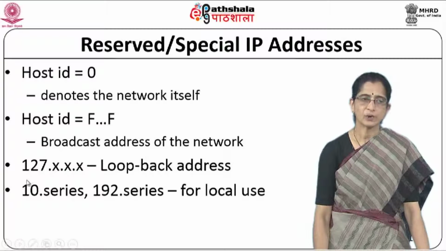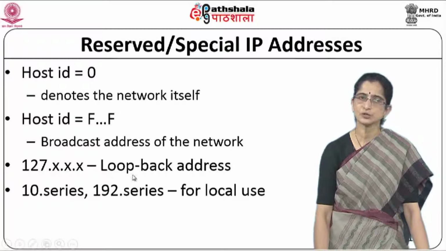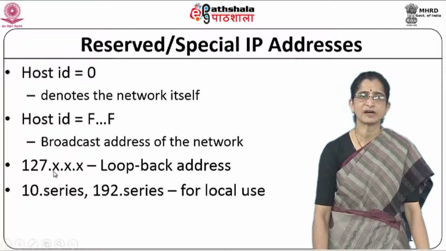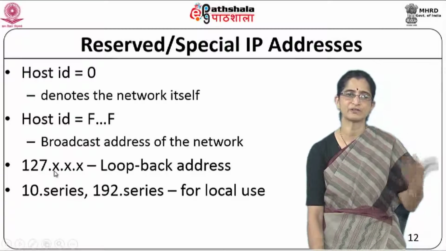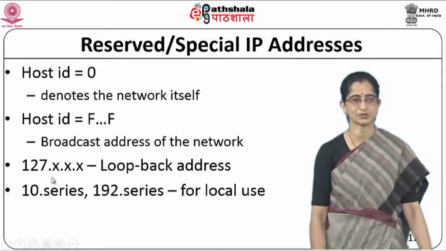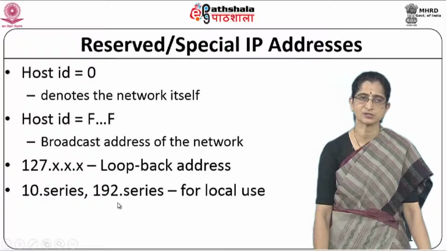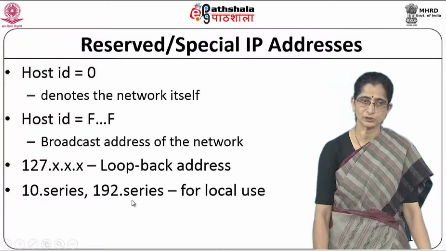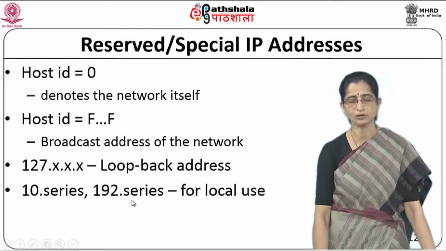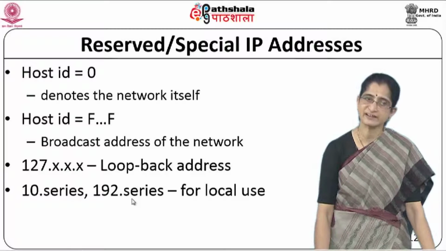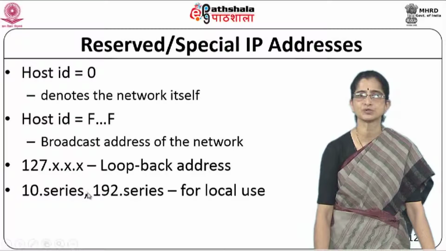Okay, 127 dot something is used as a loopback address, which means that a packet sent out with a value of 127 will not really go out into the network at all. It will be looped back and sent back to the same host. Similarly, we use the 10 dot series and the 192 dot series and so on for local use. That is when I want to use the IP protocol or applications using the IP protocol, but on a local network, or let's say for an intranet kind of situation, then we make use of these series of addresses.